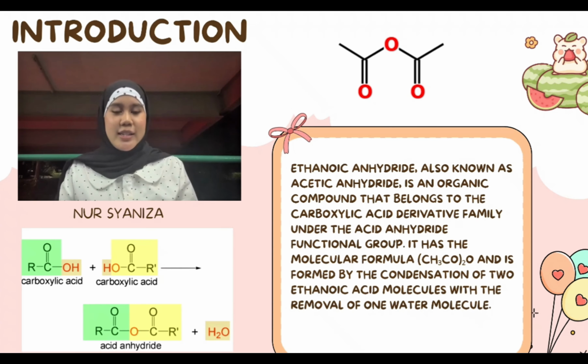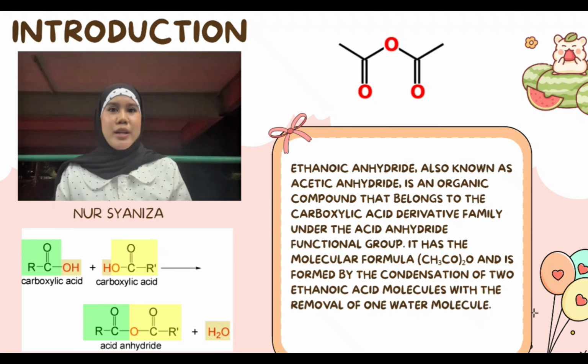Its molecular formula is (CH3CO)2O. As you can see, the structure consists of two carbonyl groups, C=O, connected by one oxygen atom. This arrangement is the characteristic structure of all acid anhydrides.